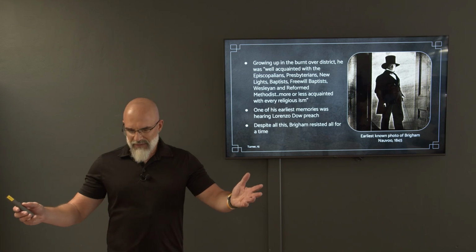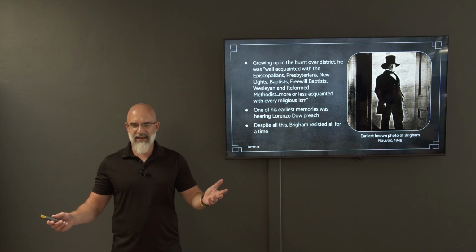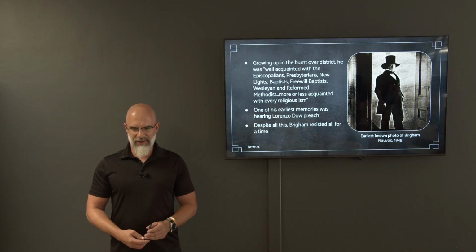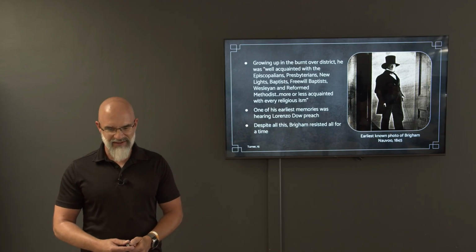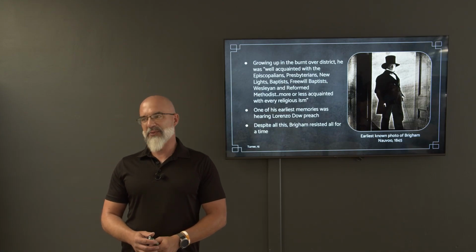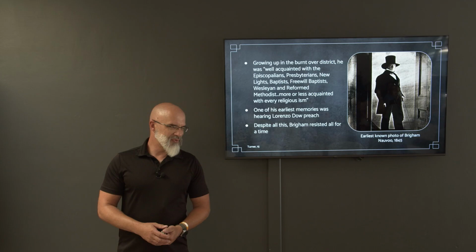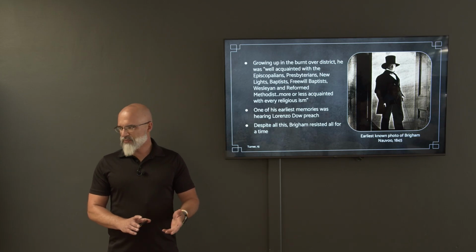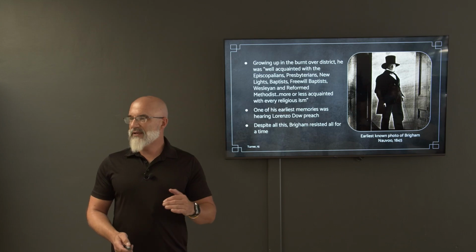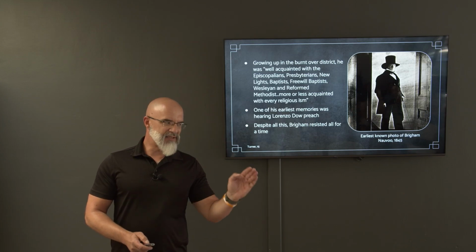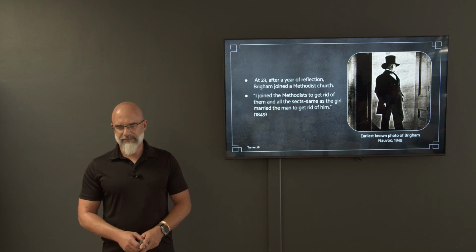Having grown up in the Burned-over district in New York, in terms of his religious views, these are his words, he said he was well acquainted with the Episcopalians, Presbyterians, New Lights, Baptists, Free Will Baptists, Wesleyans, and Reformed Methodists, or more or less acquainted with every other religious ism. One of his earliest memories was hearing Lorenzo Dow, the Methodist preacher, preach, the one his brother was named after. But despite all this, as an adult, he resisted joining any kind of church or religious movement for a time.